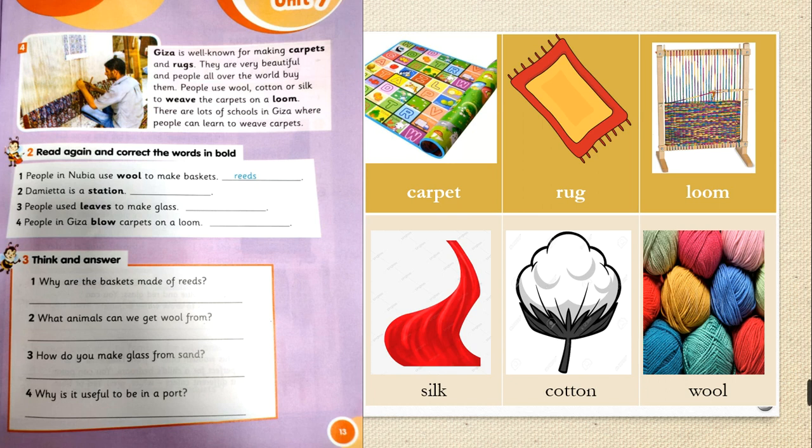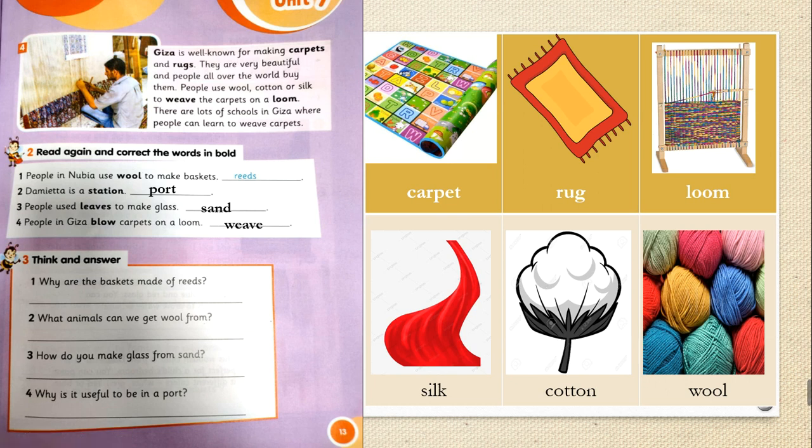What about number 2? The muta is a excellent board. Number 3, people use leaves to make glass. No, they use sand. People in Giza blow carpets on a loom. No. Excellent. Weave.